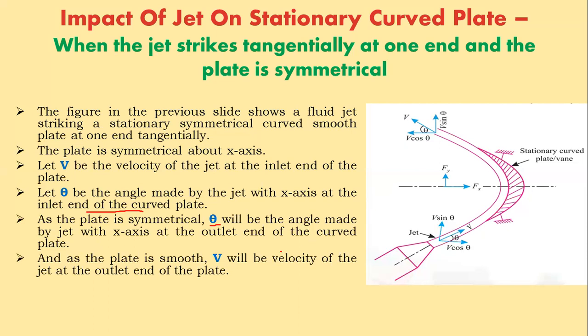And as the plate is smooth, v will be the velocity of the jet at the outlet end of the plate. As the plate is smooth, we assume that there is no loss in energy. When I say the plate is smooth, that takes into account the assumption that there is no loss in energy. So what we have learned: theta is the inlet angle, theta is also the outlet angle, v is the inlet velocity, v is also the outlet velocity.